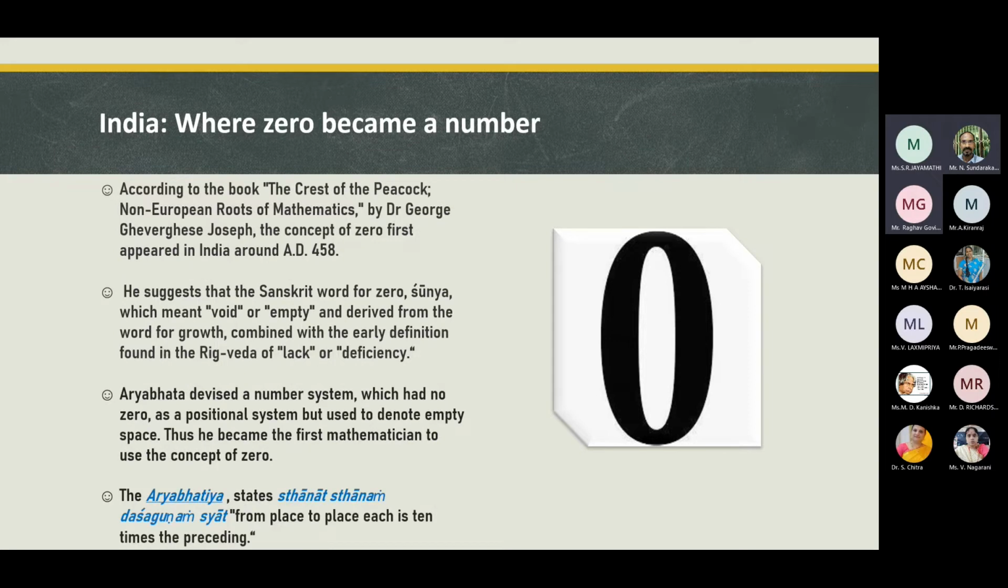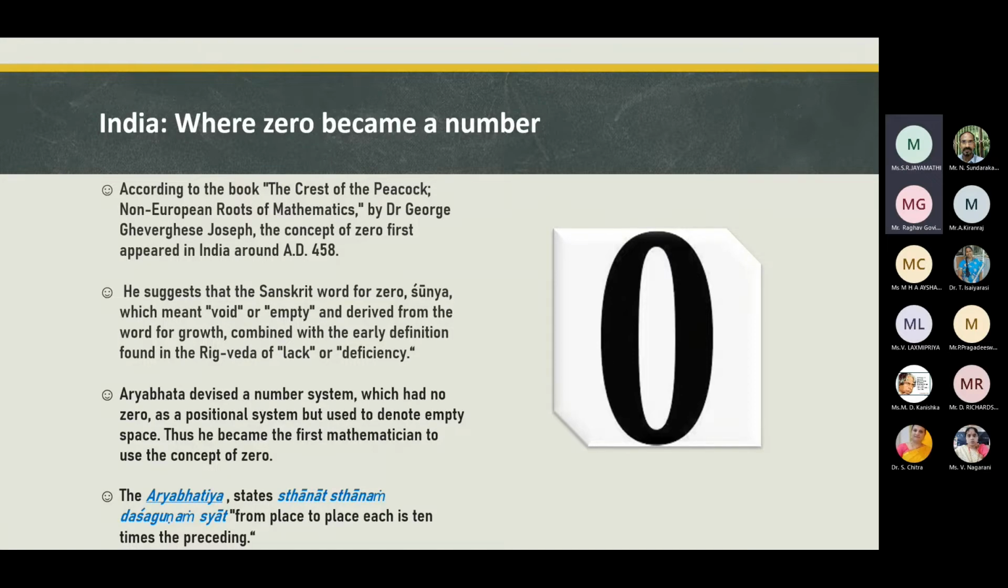According to the book The Crescent of the Peacock, Non-European Roots of Mathematics by Dr. George Gheverghese Joseph, the concept of zero first appeared in India around AD 458. He suggests that the Sanskrit word for zero, shunya, which meant void or empty, derived from the word for growth, combined with the early definition found in the Rig Veda of lack or deficiency.